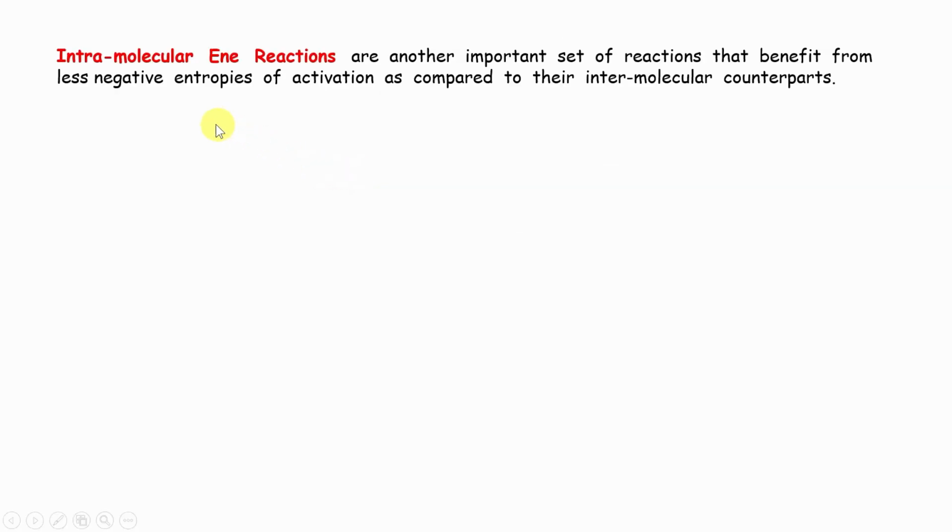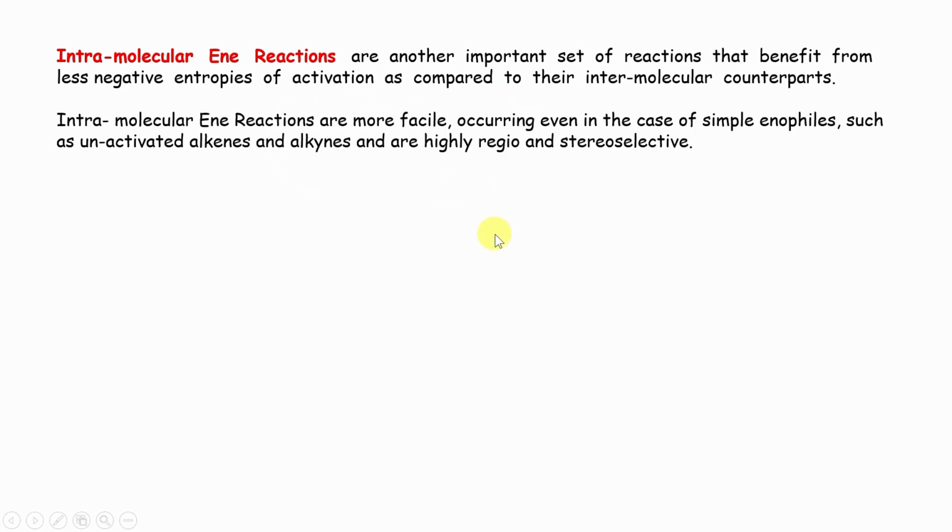Okay, intramolecular Ene reactions are another important set of reactions that benefit from the less negative entropies of activation as compared to their intermolecular counterparts. Intramolecular Ene reactions are more facile, occurring even in the case of simple enophiles, even without any electron withdrawing group, such as unactivated alkenes and alkynes, and are highly regioselective and stereoselective.